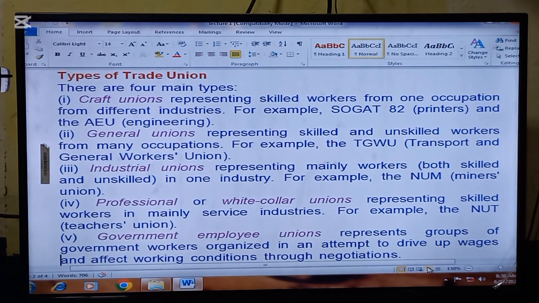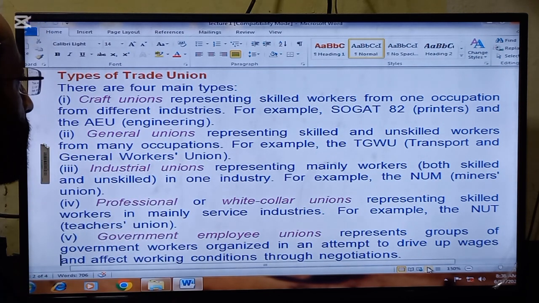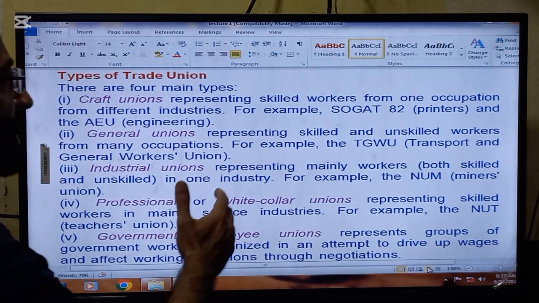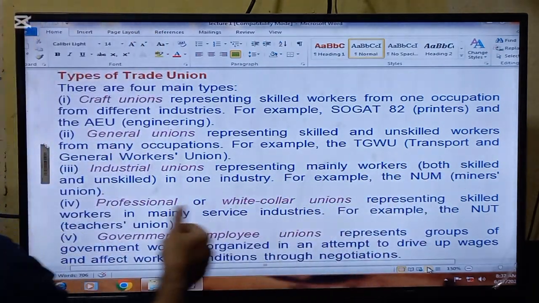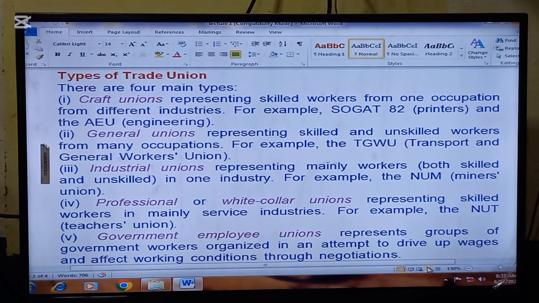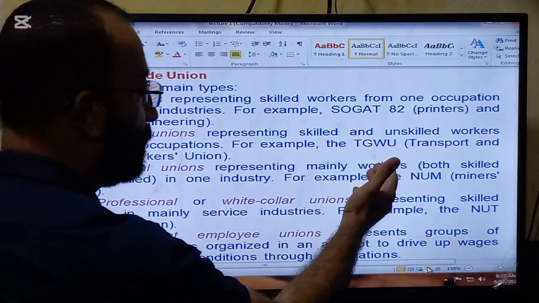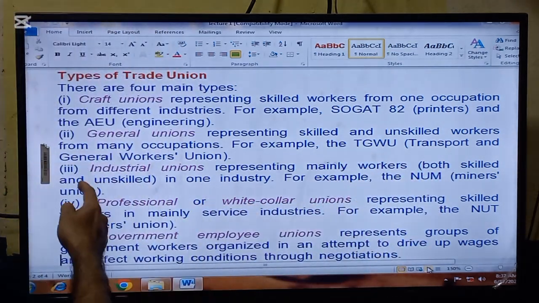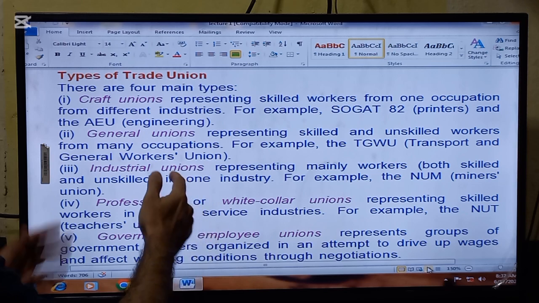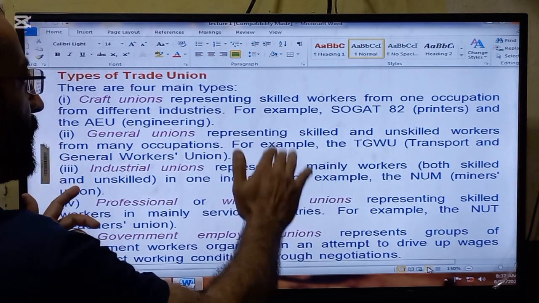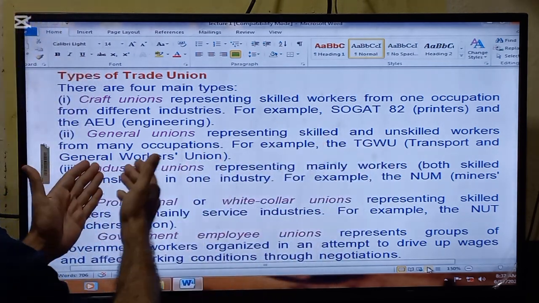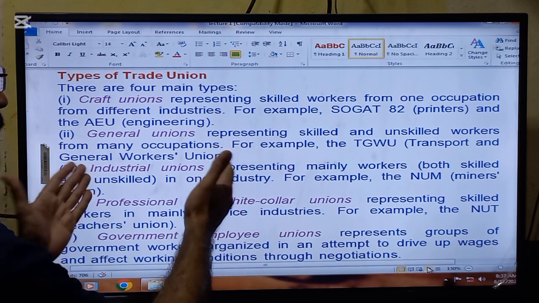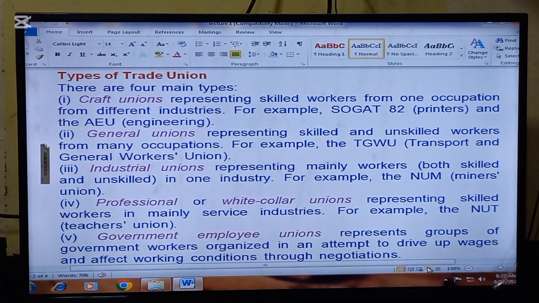consisting of the engineers from different sectors joining a craft union. Next type is general unions, representing skilled and unskilled workers from many occupations. For example, the Transport and General Workers Union. So in this type of the union, skilled and unskilled workers from many occupations join a trade union.